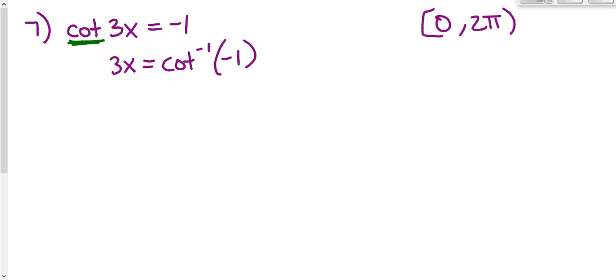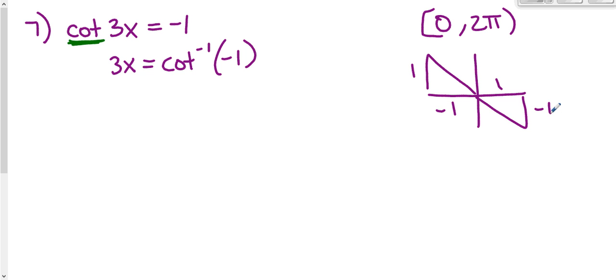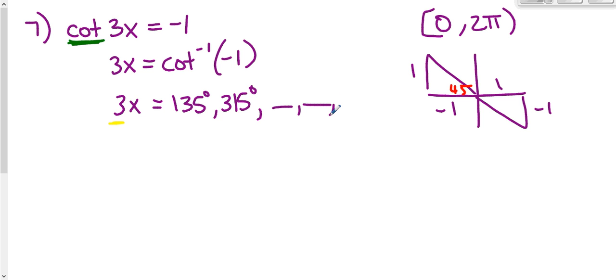So think about it. Where is cotangent -1? So where's tangent -1? That would be quadrant 2 and quadrant 4, and you would have a 1 and a 1. So that would be a 45-degree angle. So we have 3x is equal to 135 degrees and 315 degrees. But because of the 3, we're going to end up dividing everything by 3. So we're going to go around the circle 2 more times for a total of 3 times. So 2 more answers for the second time around, 2 more answers for the third time around.